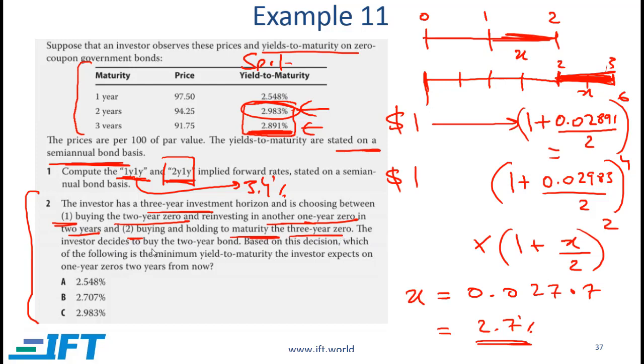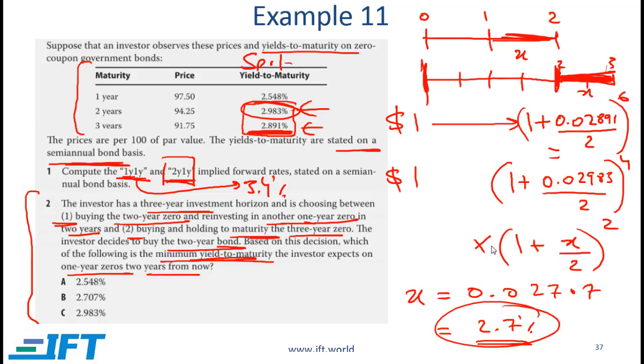The investor decides to buy the 2-year bond. Based on this decision, which of the following is the minimum yield to maturity the investor expects on 1-year zeros 2 years from now? So just to paraphrase, the investor could either lock in money for 3 years, or he can lock in money for 2 years and then say that, okay, when I get my money after 2 years, I'll reinvest at this rate. Why would he do this? He would do this because he's thinking that after 2 years, he will get at least this rate.